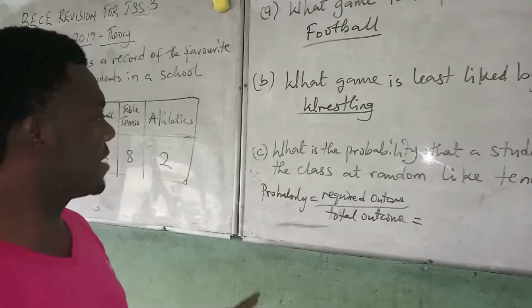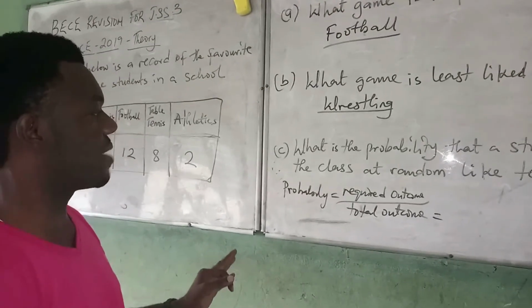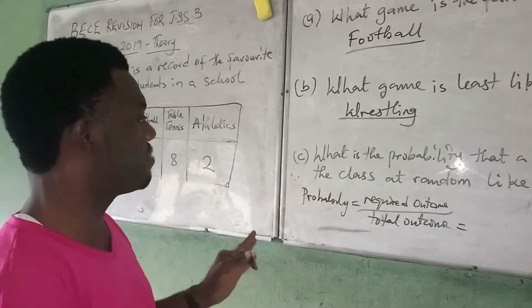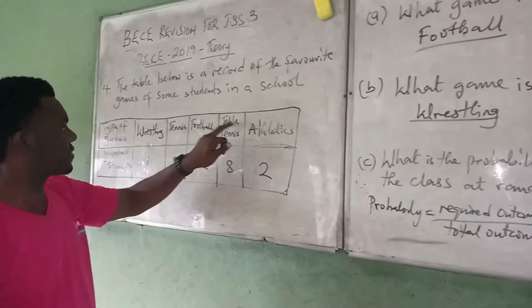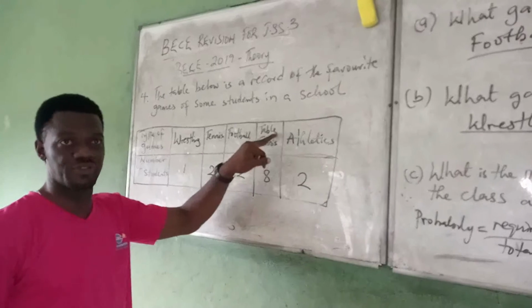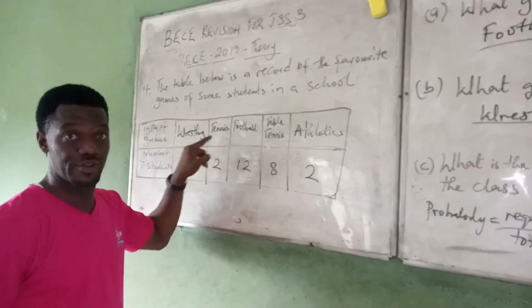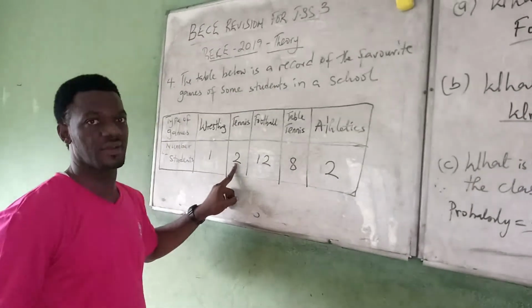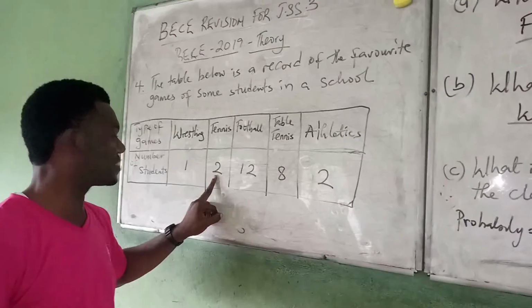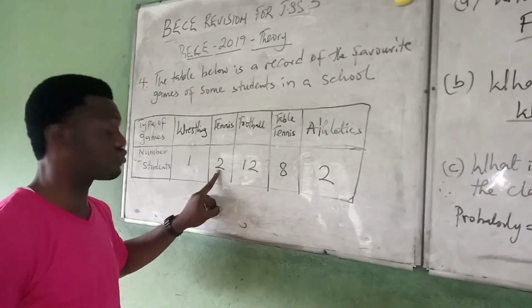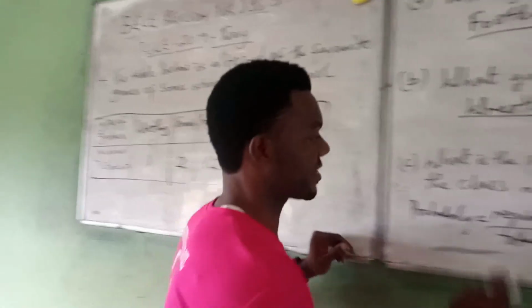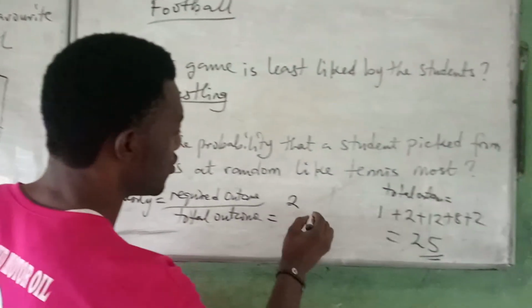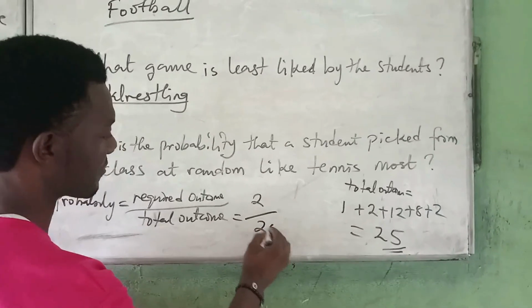But then the question says, what is the probability that a student picked from the class likes tennis? Looking at the board, we have table tennis and tennis. It is not table tennis, we have tennis. So you look at tennis. How many students like tennis? Only 2 students like tennis. So the required outcome is 2 over 25. And that is the answer. 2 over 25.